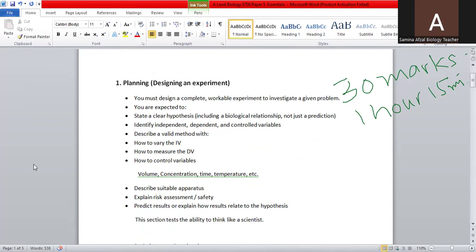Planning is about designing an experiment or investigation. In this question, which can be question 1, you must design a complete workable experiment to investigate a given problem. That is, one problem will be given in the paper, and according to that you will plan an investigation, which can be worth 8 marks.